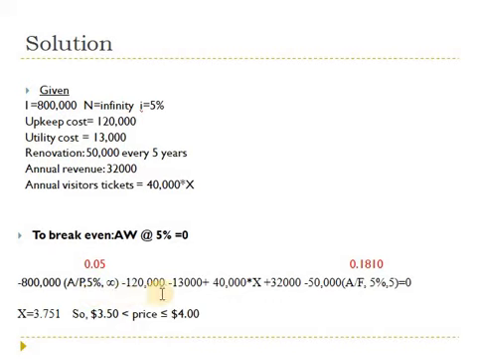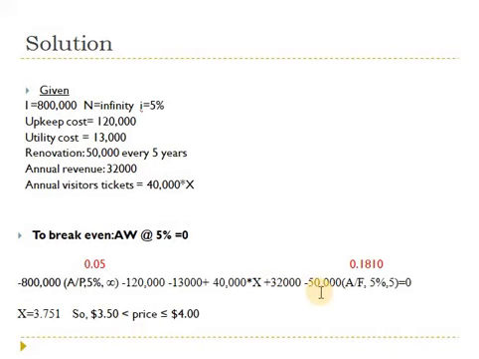This is already an annuity, annual upkeep cost. And remember, this is a cost, so you have to give it a negative sign. This is the utility cost, minus $13,000. This is the 40,000 related to the number of visitors that are going to come each year. So annually I have 40,000 visitors, and I will have to multiply the number of visitors by X, the price of the ticket, to get the revenues, the amount of money that I'm going to take. So this is 40,000X plus annual revenues of 32,000. That's why it has a plus sign.